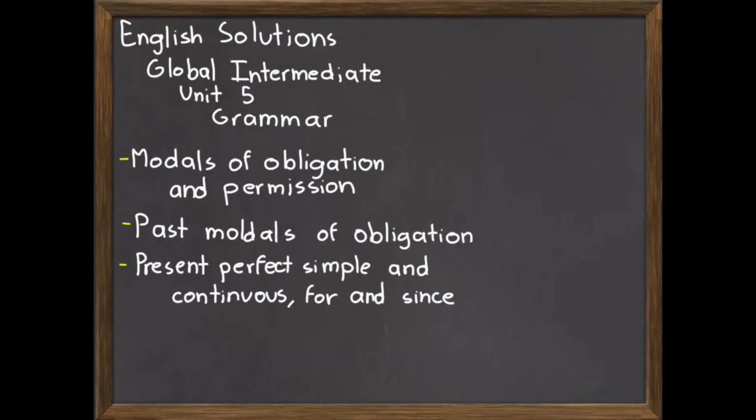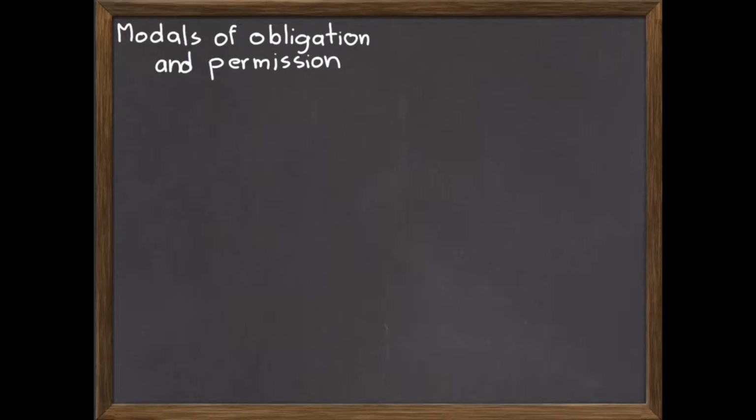We will look at present perfect simple and continuous, for and since. And lastly, we will look at separable phrasal verbs. So let's begin. First, let's look at modals of obligation and permission.